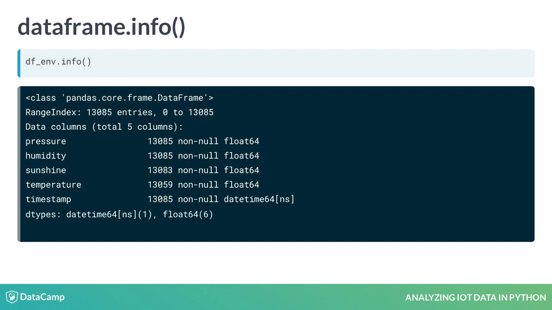Dataframe.info also provides a one-line summary for the data types in the data frame, counting the occurrences for each data type. Additionally, we can see the memory usage of the data frame.